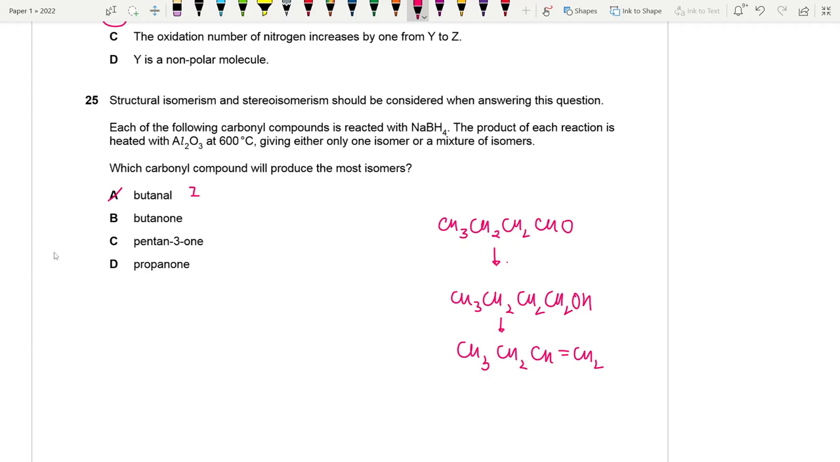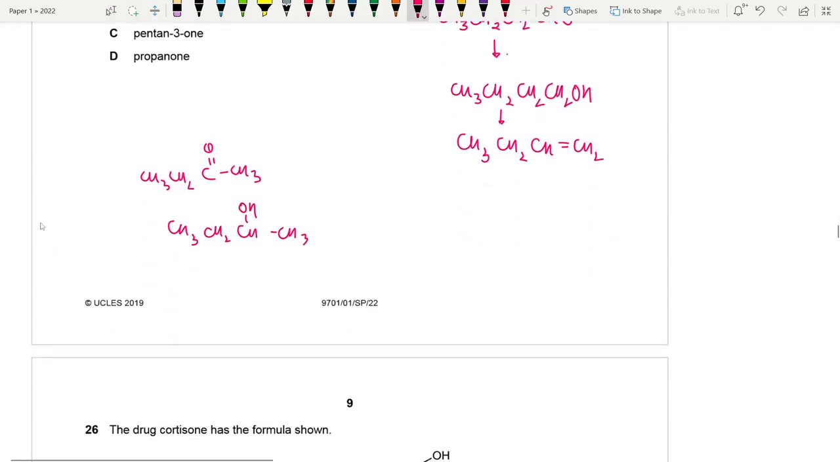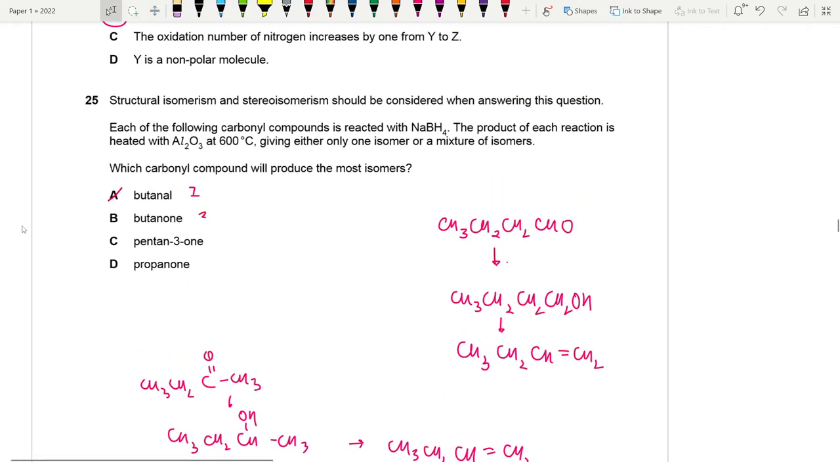Now let's look at B. Butanone, CH3CH2COCH3. This is reduced to form CH3CH2CHOHCH3. Now this can be dehydrated to form either CH3CH2CH=CH2 on this side, one isomer, or it can form CH3CH=CHCH3, butene, which has two cis-trans isomers. So in total, it has three. This is a probable candidate.